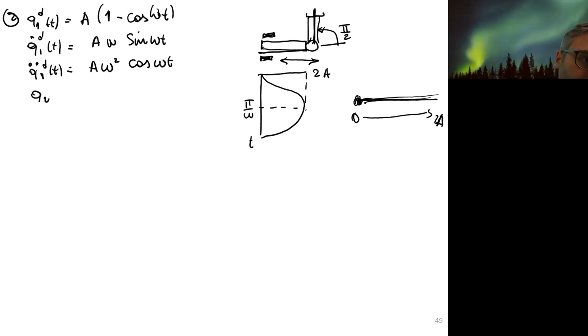For Q2, we want to stay still at 90 degrees, and staying still means that velocity and acceleration are identically zero.